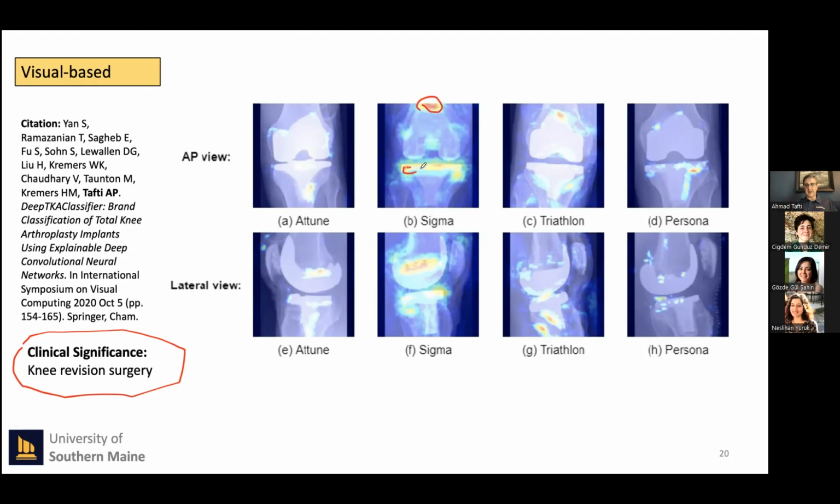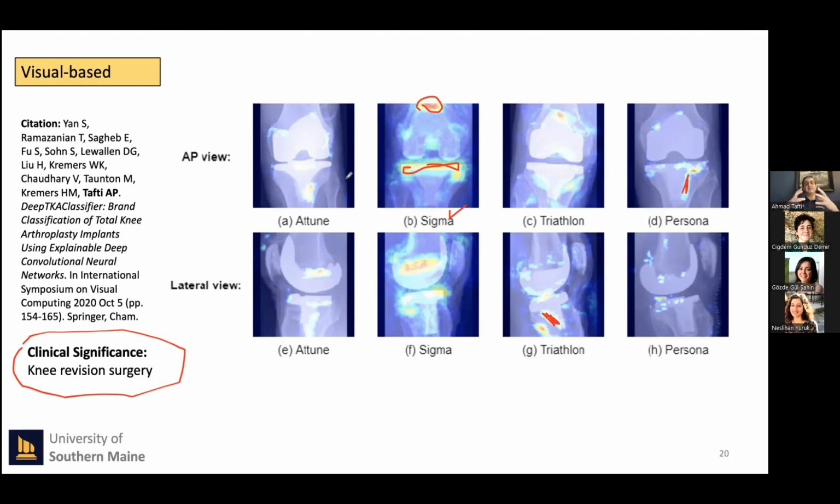We look at this side mainly to say that this is the implant type of Sigma, as distinguished from other types of implants. Or if our machines want to distinguish, for example, the Triathlon kind of implants, our algorithms mainly look at this part, which is the stem of the implant, or perhaps this one for Persona, to distinguish it from the rest of the implant types.